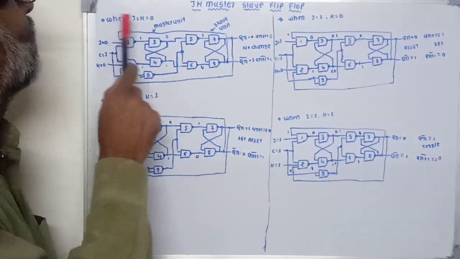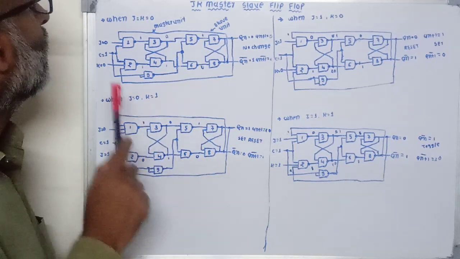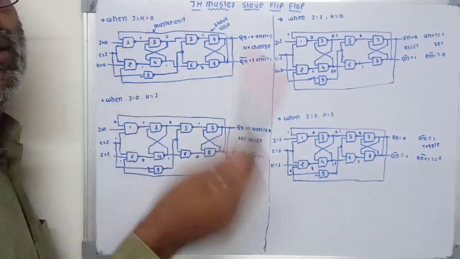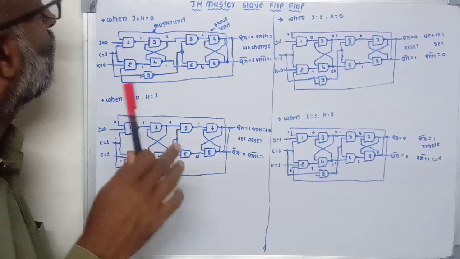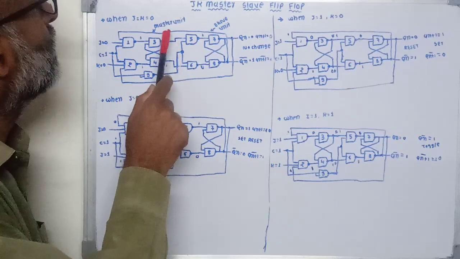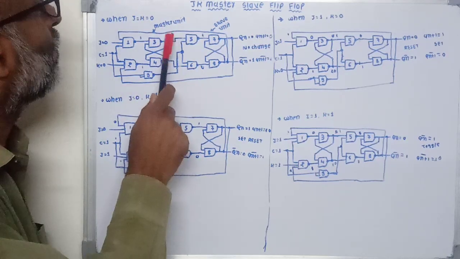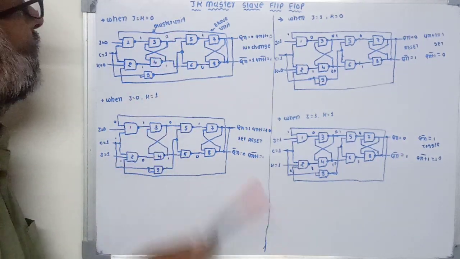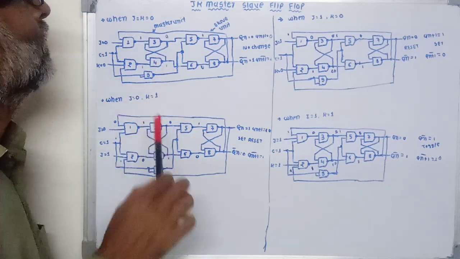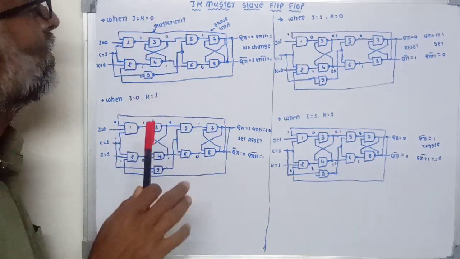Let us see what happens when J and K are equal to 0. That means both inputs are at 0 level. So the outputs of NAND gates 1 and 2 are both at 1 level. That means both NAND gates have 1 inputs. Now initially we consider that the master unit output Q1 is equal to 0. That means it is in a reset condition. So here 1 plus 1, 1, 0, 0 plus 1, 0, 1. That means there is no change in the output of the master unit.